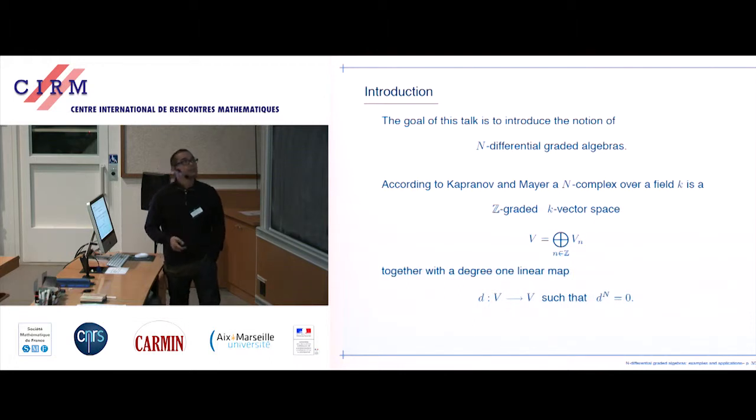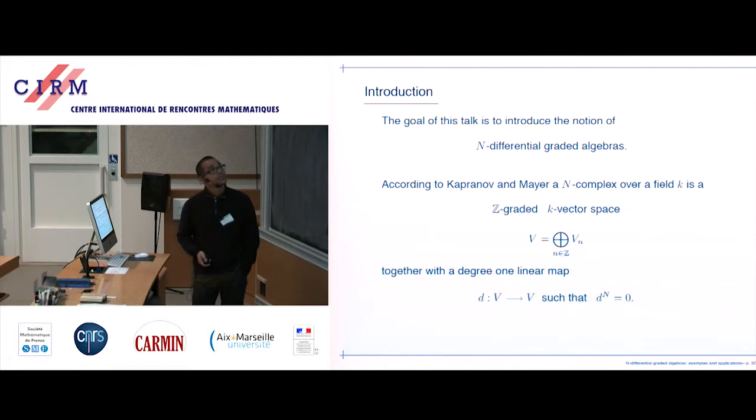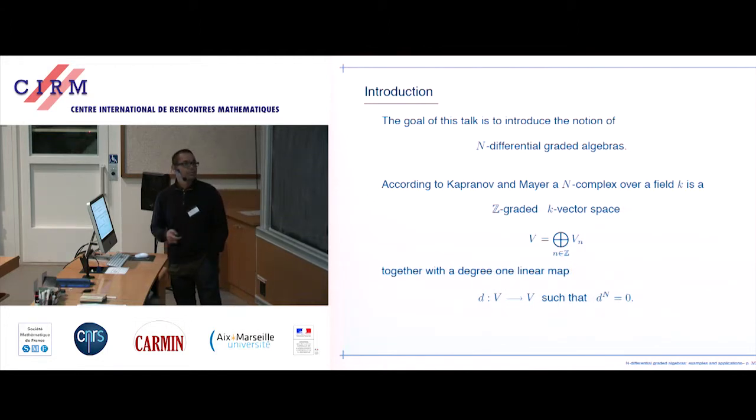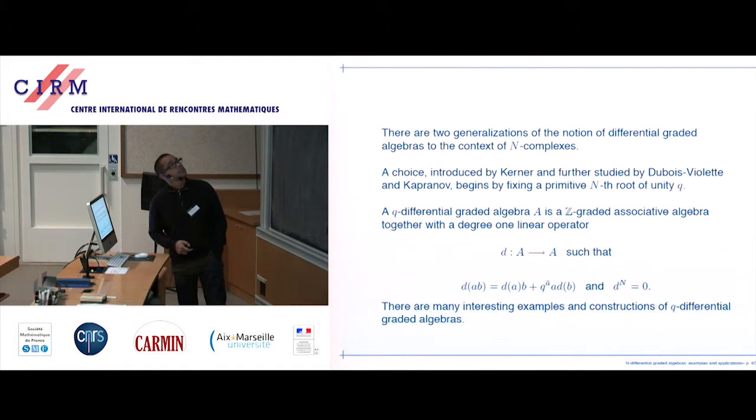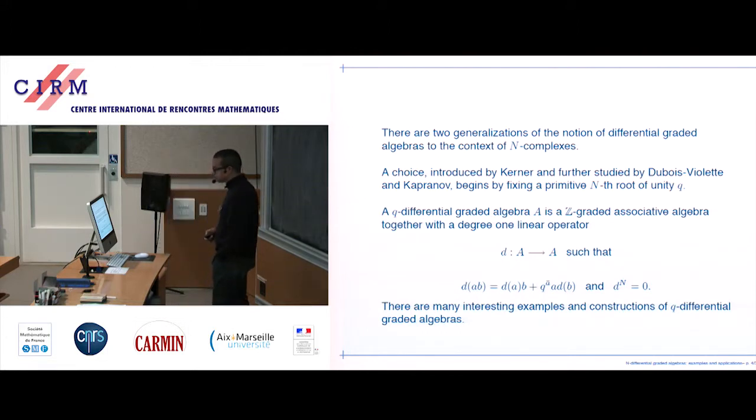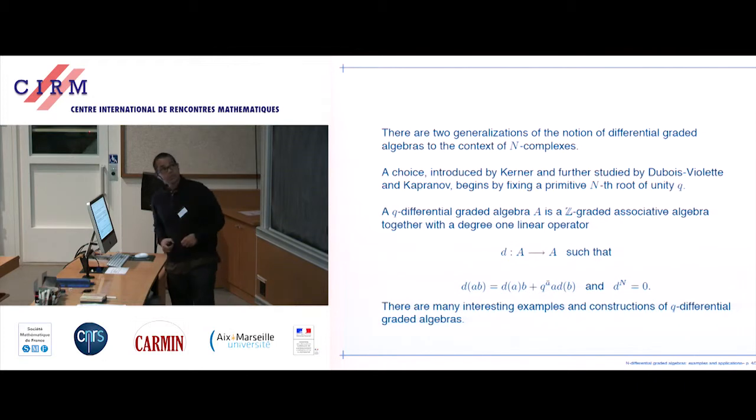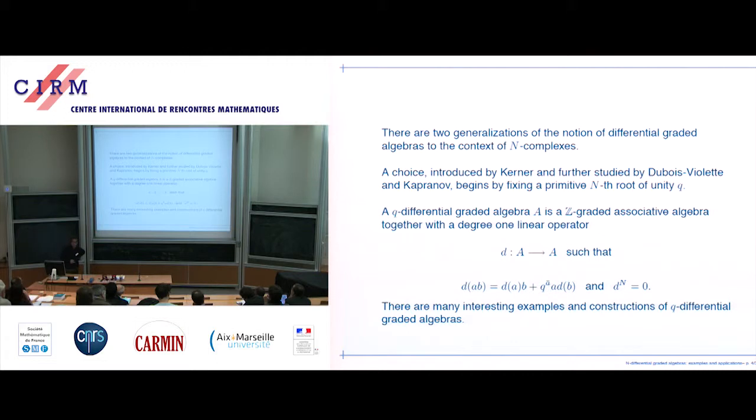So the usual definition of a complex is n equals 2. Any result that we get for n-complexes with n equal 2, we should recover the classical case. Now the question is how you can incorporate this definition of n-complex with a product, with an algebra. I think this definition was introduced by Kerner. I also read it from Dubois-Violette and by Kapranov.